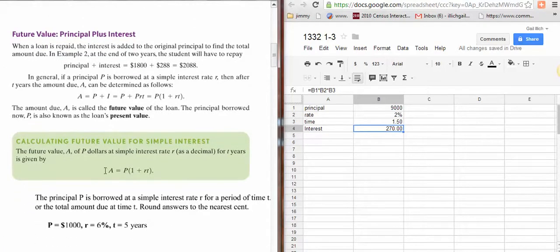And so here's a new formula. Notice they call A the future value. So the future value A of P dollars, your principal, at an interest rate R as a decimal for T years is given by this formula.